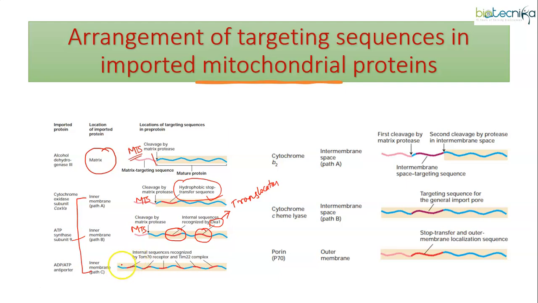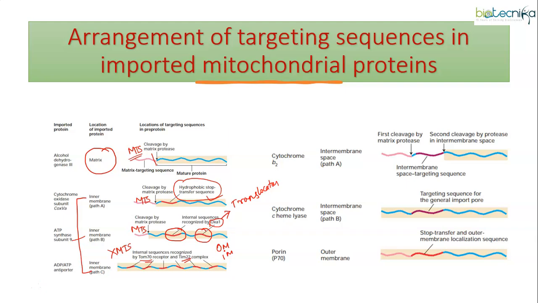And the third pathway is all about a polypeptide that does not have an MTS. That means they do not have any exposure to the matrix. They have some internal sequences that will be recognized by TOM70 as a receptor and the TIM22 complex. That means the general import pore and the import receptors present in both the outer mitochondrial membrane and the inner mitochondrial membrane.